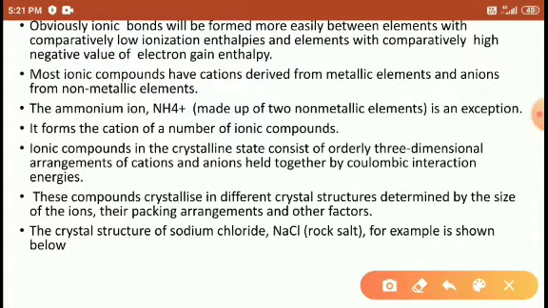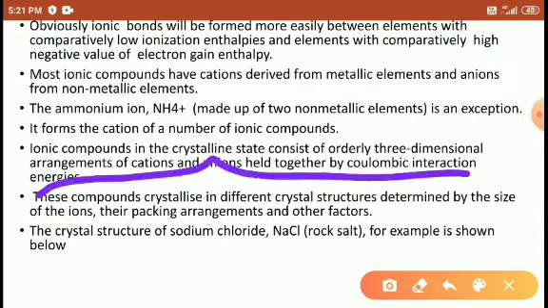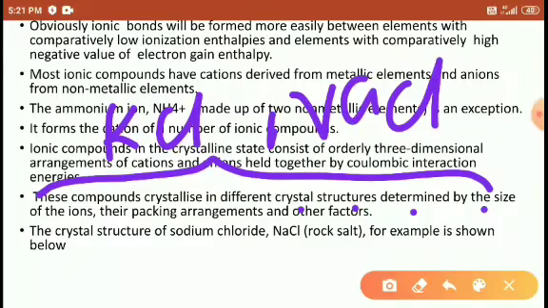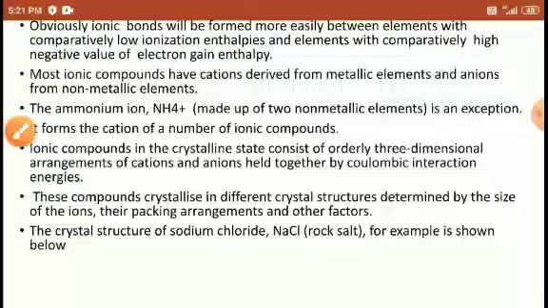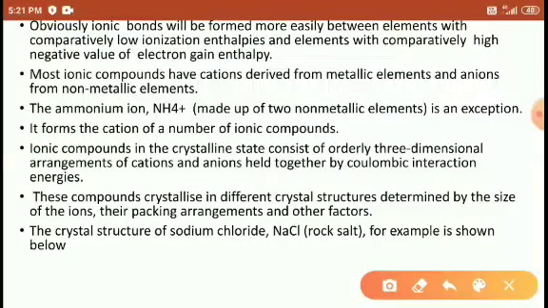So the different crystalline structures of these compounds are determined by the size of the ions, the packing arrangement, and other factors. What are the different crystal solids? For example, KCl has a different three-dimensional structure, NaCl has a different three-dimensional structure, right? The size is more or less, so it depends upon the ions.